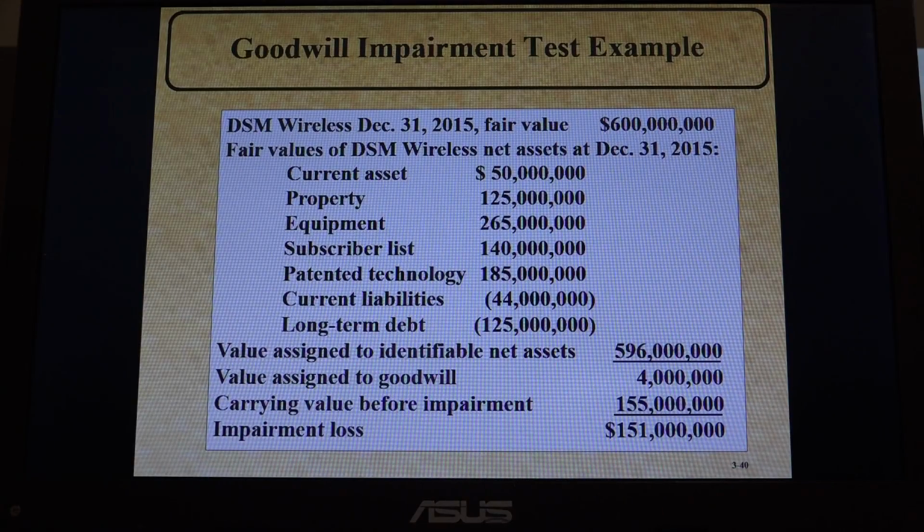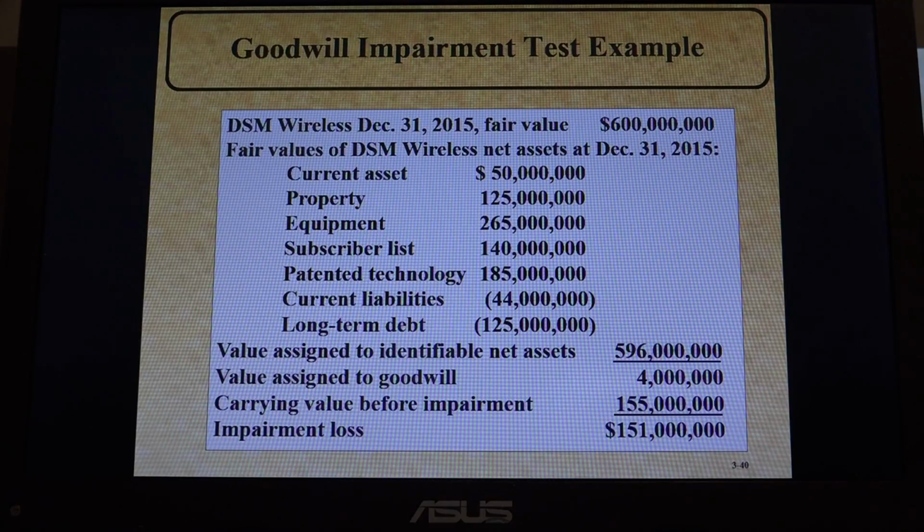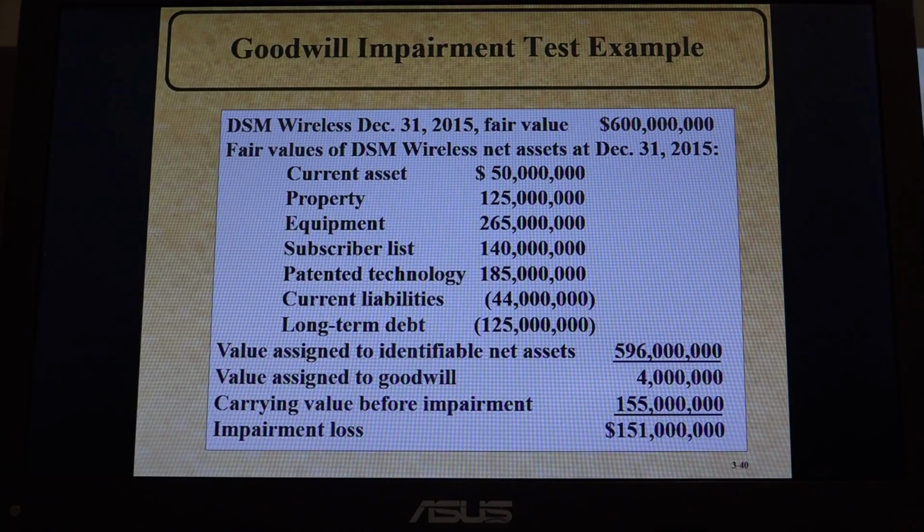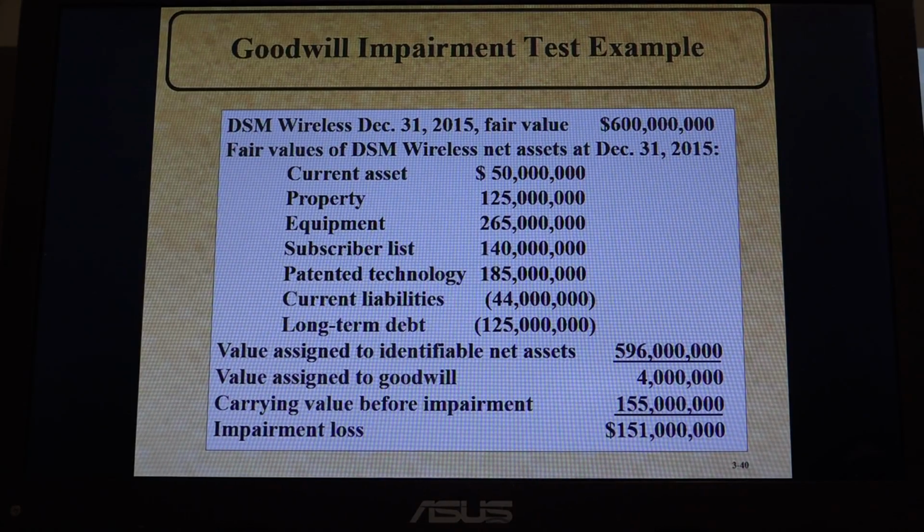But you can't take a loss greater than your carrying value. So in that case, you'd be limited to your carrying value. So in that case, there would be zero value assigned to implied goodwill. Your carrying value would still be $155 million, and so your impairment loss would be limited to $155 million.